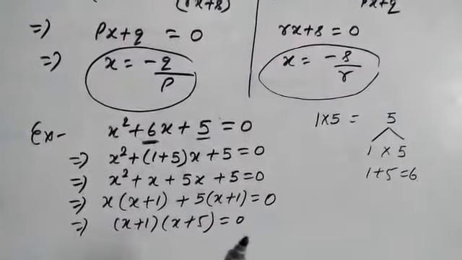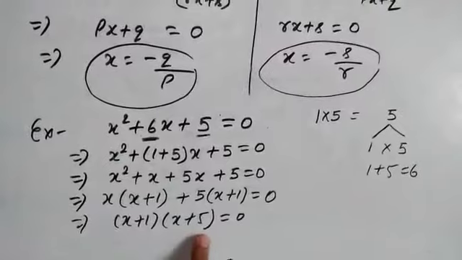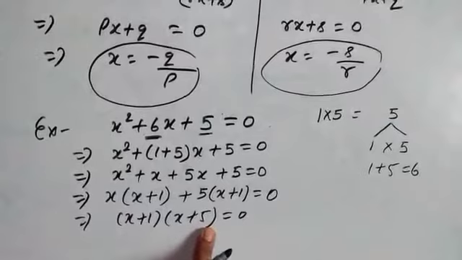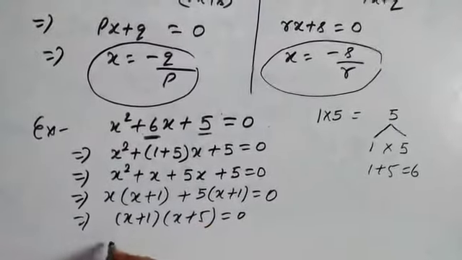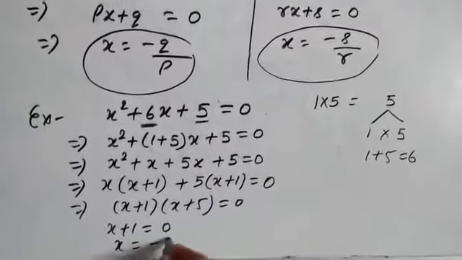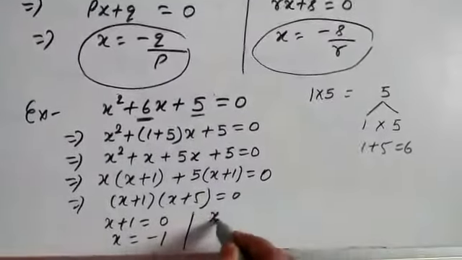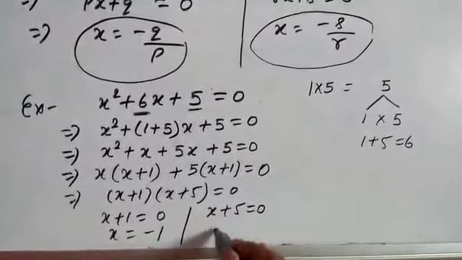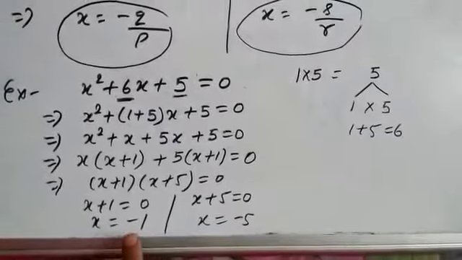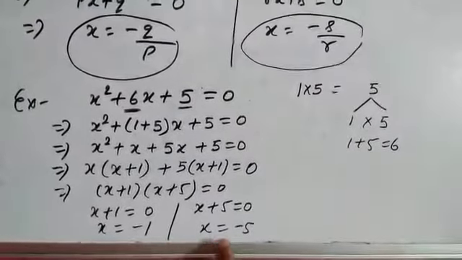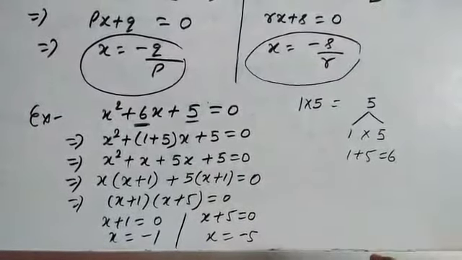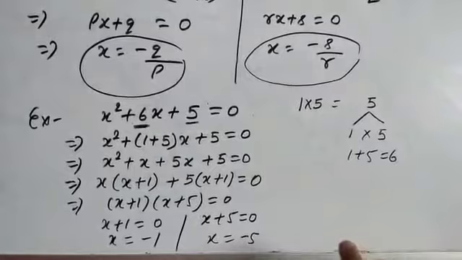So now dear student, as you can see, here we have two factors of this polynomial, x plus 1 and x plus 5. When we equate x plus 1 with 0, we get x equals minus 1. And when we equate x plus 5 with 0, we get x equals minus 5. So here x equals minus 1 and x equals minus 5 are the solutions of this quadratic equation.